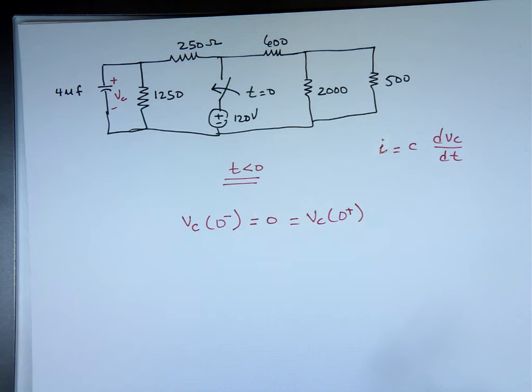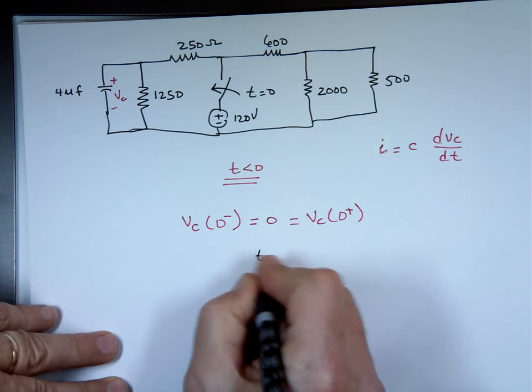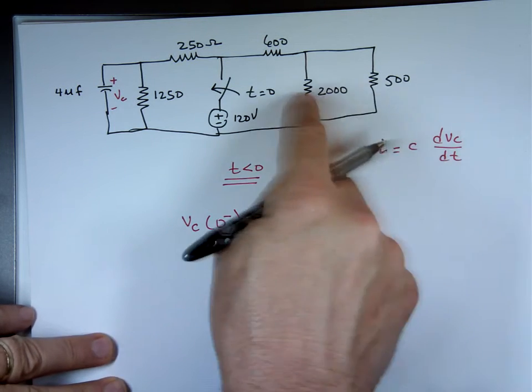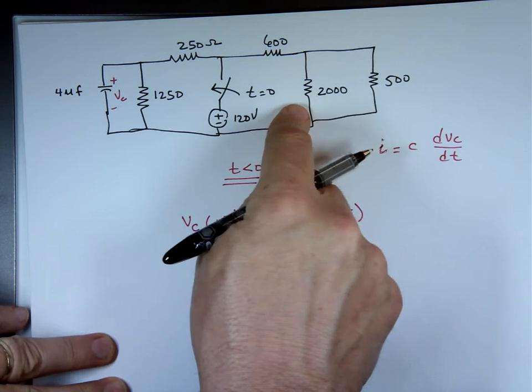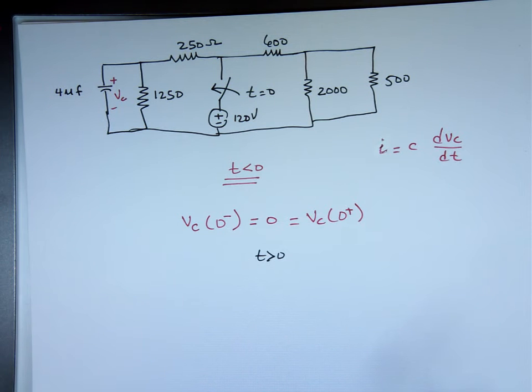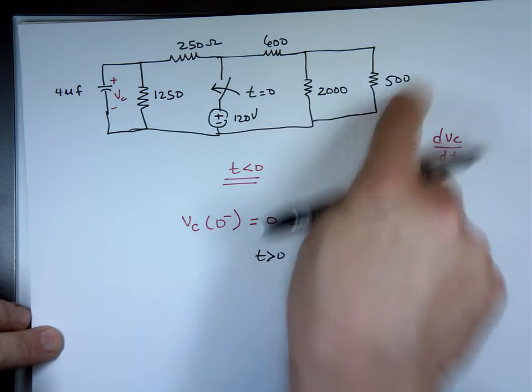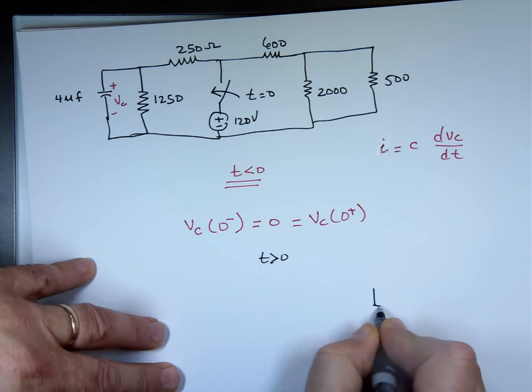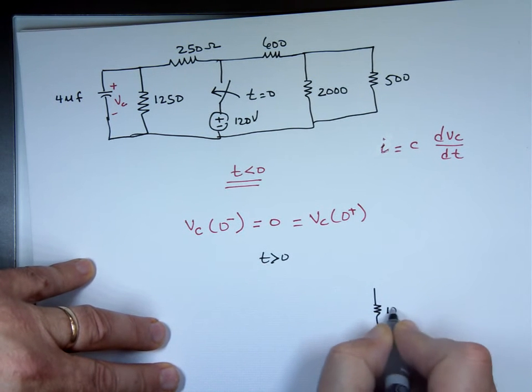So now what happens at t greater than 0? The switch moves over. And by the way, I can take these two resistors and combine them together. What's 500 and 2,000? The product over the sum. 500 times 2,000 divided by 2,500. It's 400 here. The result of these 400 plus the 600, that will make it what? 1,000.